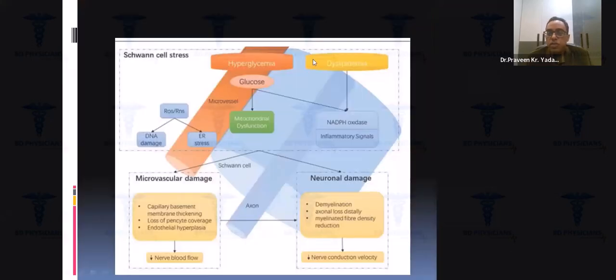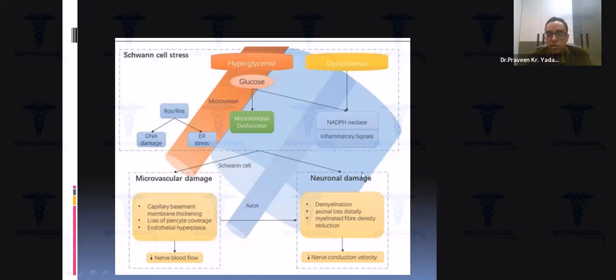So coming to the pathogenesis of diabetic neuropathy, I'll not go into the details of this. You can read it in all the standard textbooks and journals. So you have a Schwann cell stress. That is what is postulated: the hyperglycemia and the dyslipidemia and other accompaniments of diabetes give rise to mitochondrial dysfunction, reactive oxygen species production, which gives rise to DNA damage and endoplasmic reticulum stress. And there is damage to the Schwann cell, which is primarily due to the microvascular damage, which reduces the nerve blood flow supply involving the vasa nervosum.